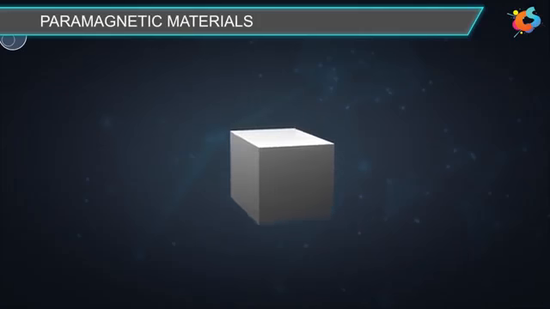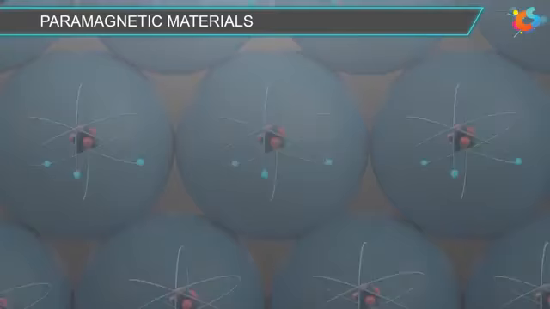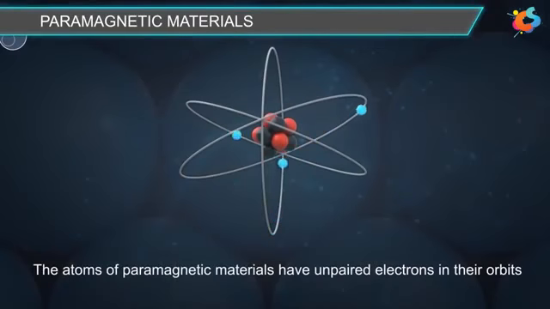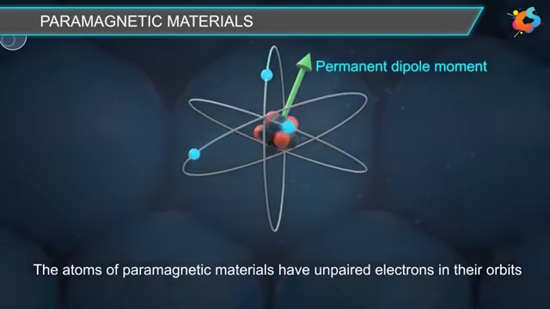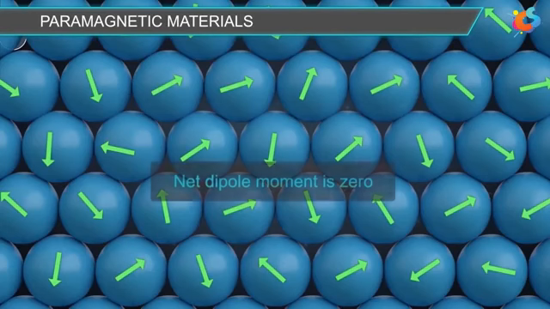Paramagnetic materials. The atoms of paramagnetic materials have unpaired electrons in their orbits, due to which they have a permanent dipole moment. In the absence of an external magnetic field, the magnetic moments of atoms are randomly oriented and the net dipole moment of such material is zero.